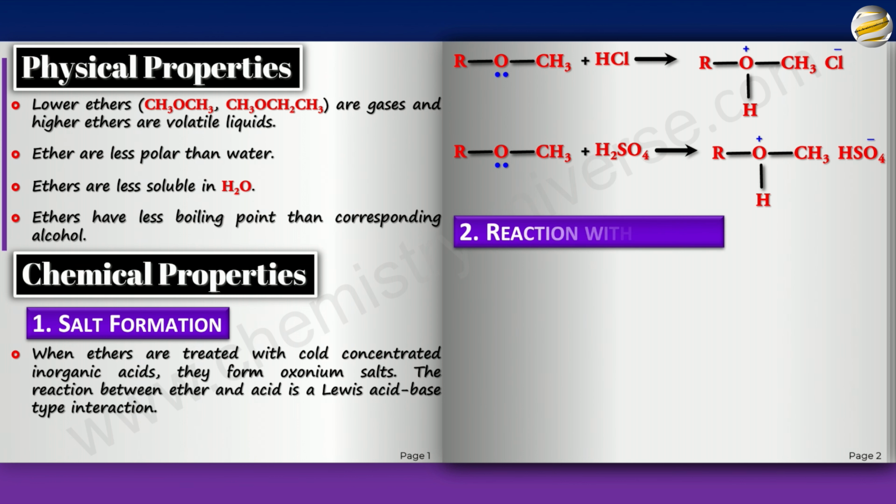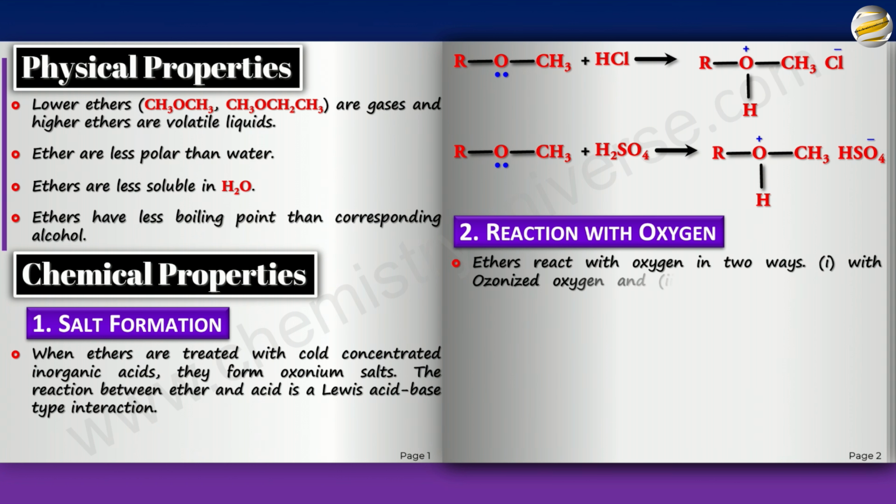Reaction with oxygen. Generally, ethers react with oxygen in two ways: one in the presence of ozone and the other in the absence of ozone. We are more interested in the second part, because the second part is the one that is actually useful to us in the lab. In the first part, it will react with an oxygen atom. And remember, ozone is present.